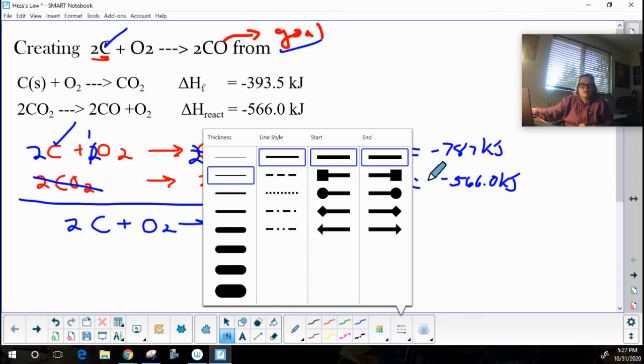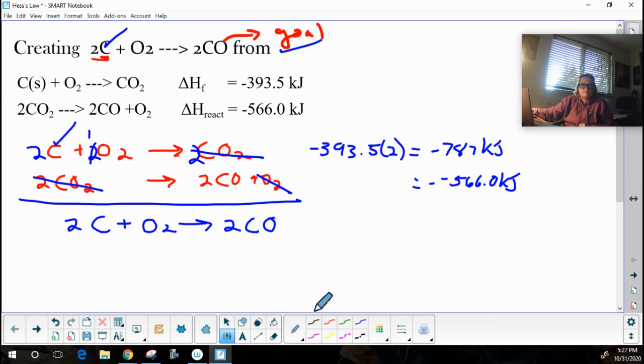So then I'm going to say, all right, negative 787 plus a negative 566 is going to get me negative 1,353 kilojoules to form carbon monoxide from its elements.